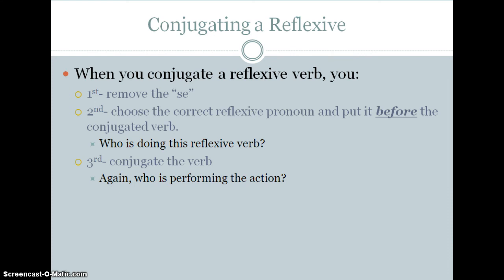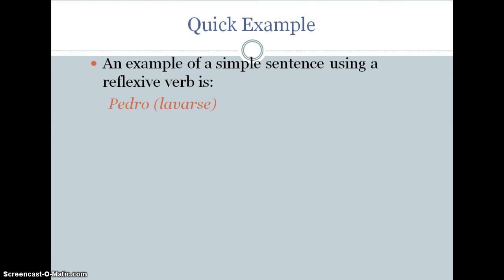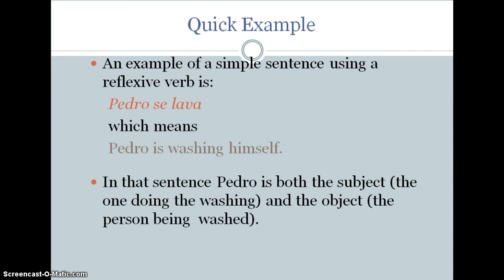So if I'm doing acostarse, then I would do me, because I took that se off, I put it in front, and I changed se to me. And then I take acostar, and I conjugate it; it's an O to UE stem changer, to acuesto. So the yo form of acostarse would be me acuesto. So that's how I would conjugate it. An example would be Pedro, and if I'm saying lavarse, then it would be Pedro se lava. It means Pedro is washing himself.